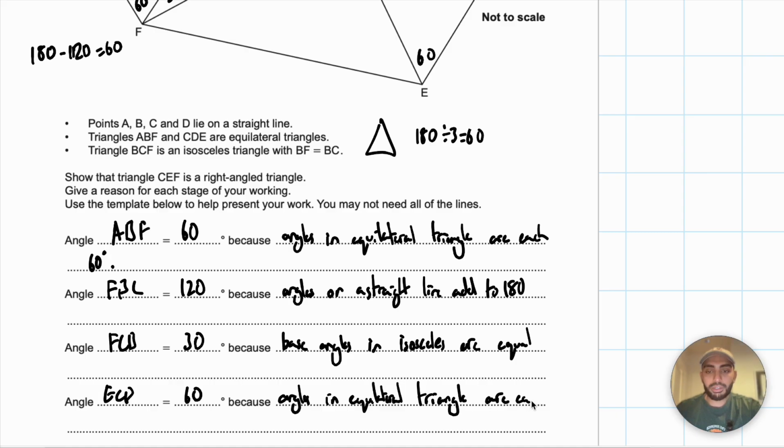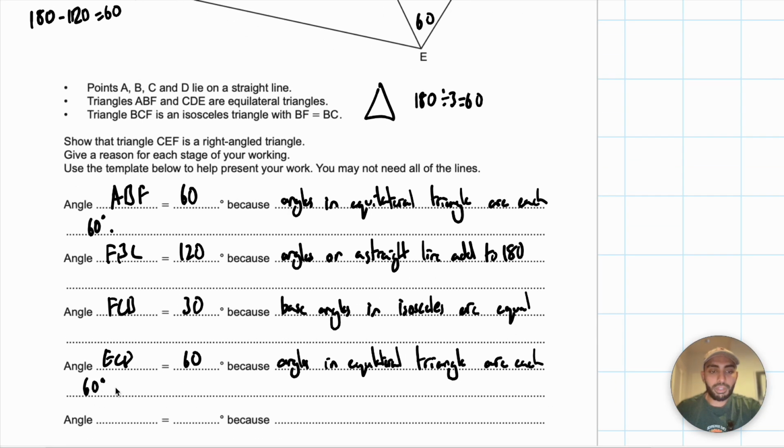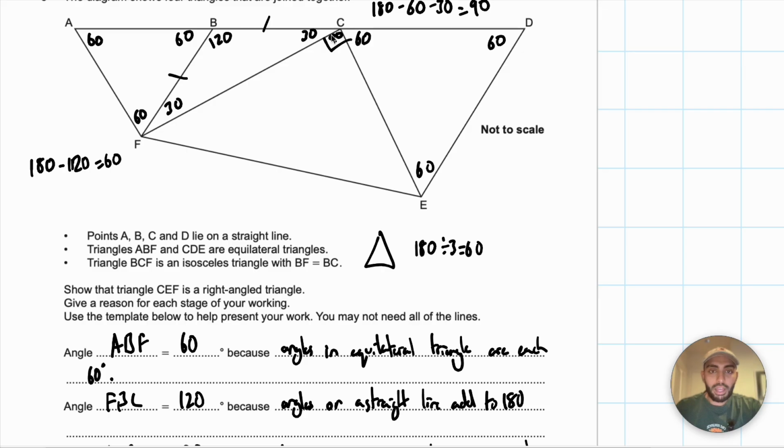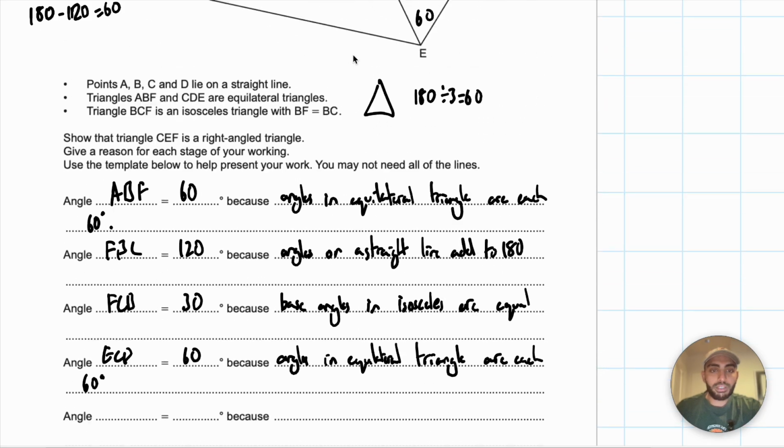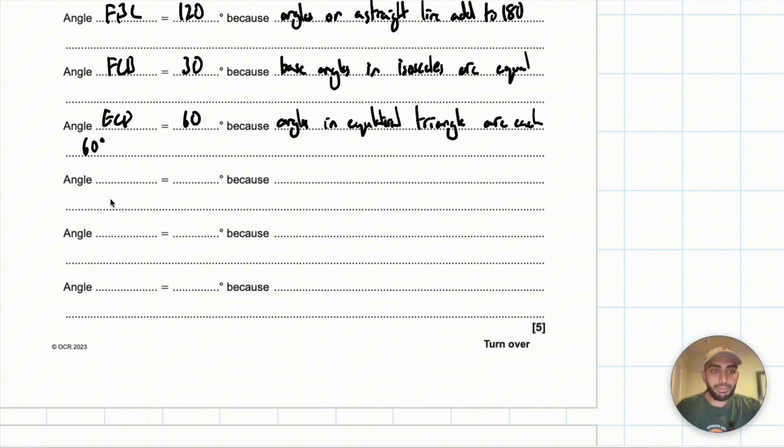Last one, we can find FCE because we've got these two angles, we're just finding this missing one. So angles on a straight line again add up to 180. Angle FCE is equal to 90 because angles on a straight line add to 180 degrees.